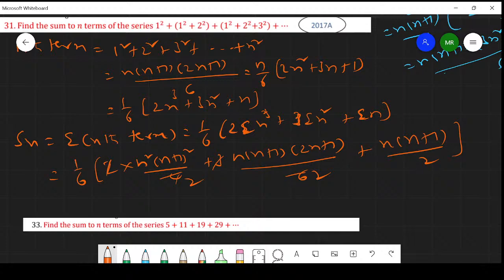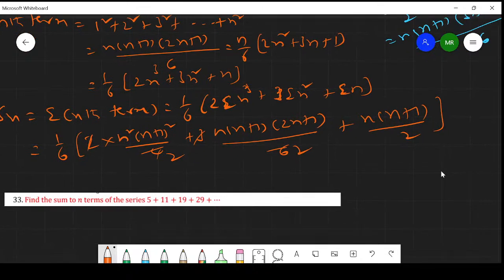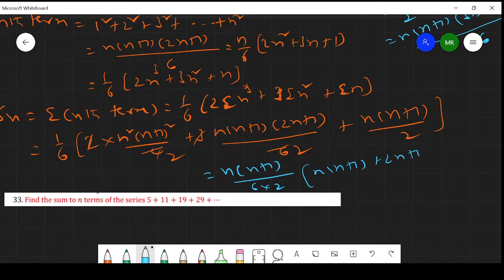I can take n into (n plus 1) by 2 common. Just simplify, that's all. The 6 I have taken outside only. You take n into (n plus 1) by 2 common, that will be the final answer. Take n into (n plus 1) by 2 common, 6 already we have 2. Inside it will come n into (n plus 1), you have taken 2 common, plus n into (n plus 1) common, plus (2n plus 1). You have taken n into (n plus 1) by 2 common, that will be 1.